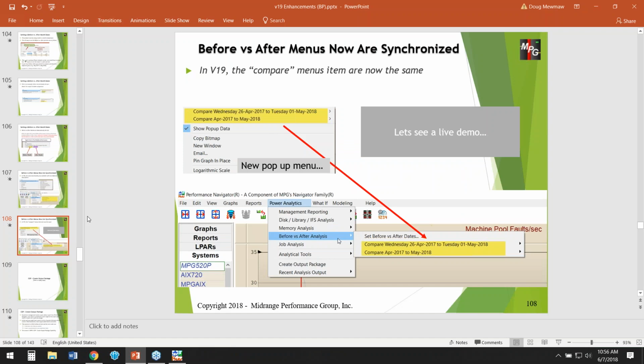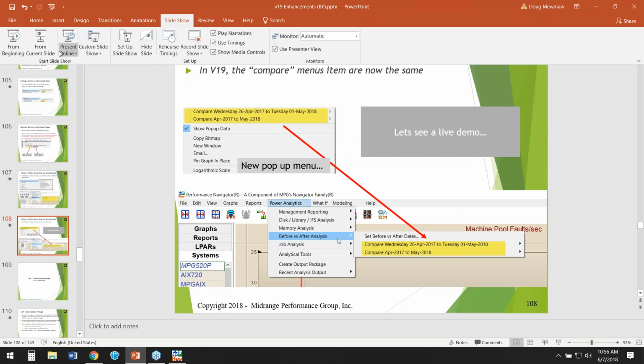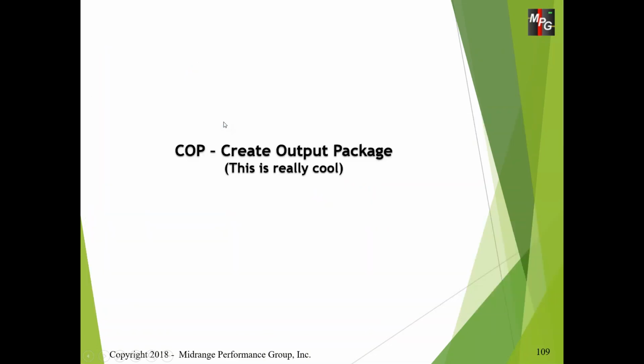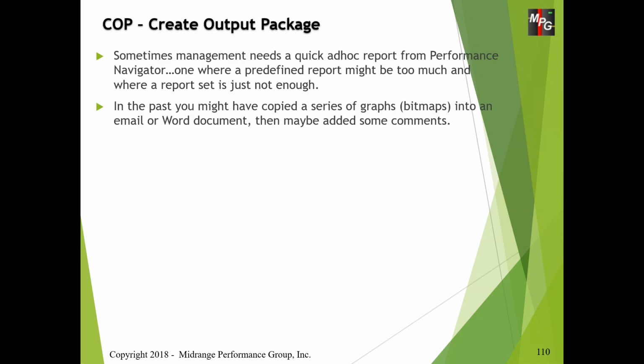So you can see it's very, very easy just to understand what's going on from month to month or day to day. Okay, we keep going rapid fire. Here we go. So we got that. Oh my gosh. This is, I'm going to say it again, ridiculous. I'm sorry. This is really cool. Create output package is so much fun because I'm telling you, here's the real life example.